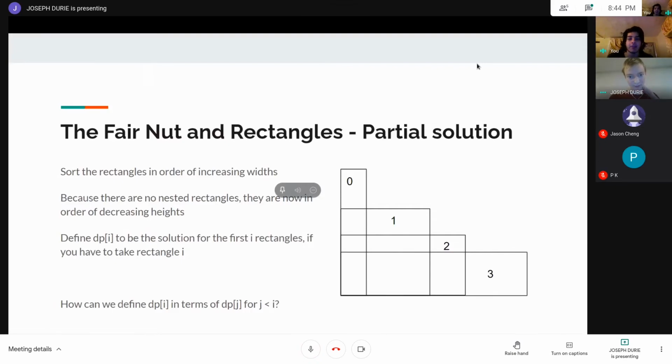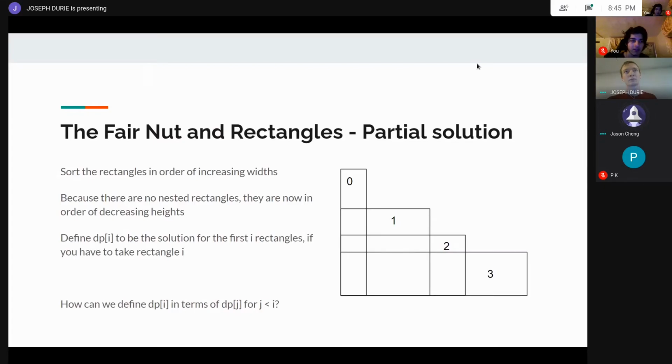Hint, it's basically the exact same thing we did last time, except the actual math is slightly different. Yeah, it's very similar. So you want to have dpi equal to the maximum of dpj, but then you have to do the math when you add dpj and the one you're at right now. Yeah, exactly.